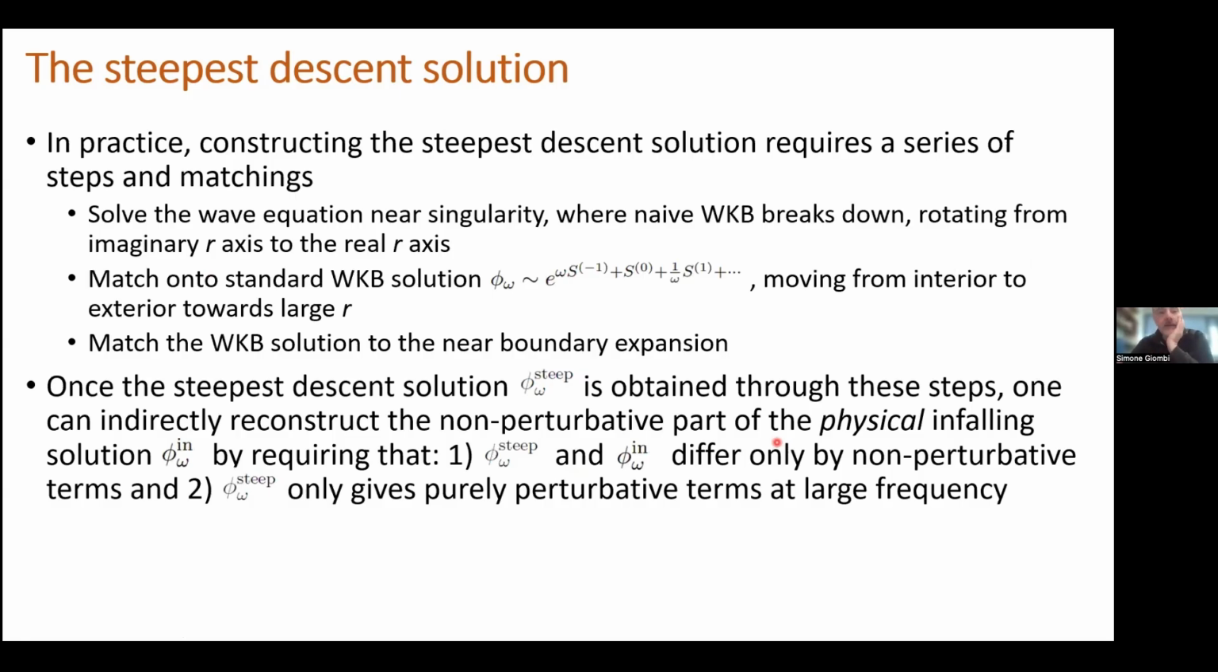Okay, so this is what I already said in words. And then once you have the steepest descent solution, the idea is that they can indirectly reconstruct the physical infalling solution by requiring basically that the steepest descent and the infalling solution differ only by non-perturbative terms, and that the steepest descent should give only perturbative terms and no non-perturbative terms. So as I said, the logic is a little bit roundabout, but it's a clever trick to construct the infalling solution.